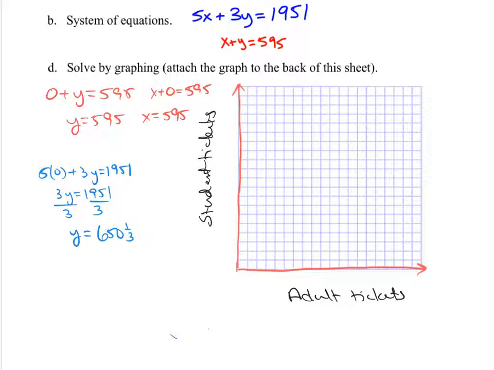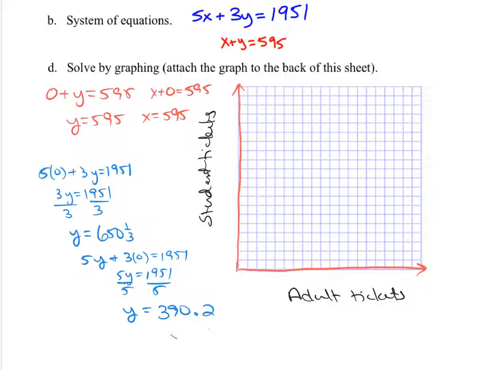And then I'm going to do the same thing for y. Plug in 0 for x. Again, dividing by 5 on both sides. So y equals 390 and 1/5.